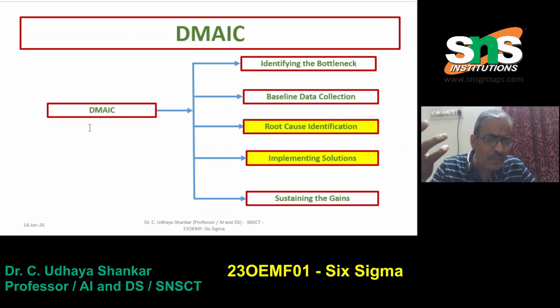So root cause identification is nothing but the analyze phase of the DMAIC architecture. During the analyze phase, the team uses statistical tools in order to determine why it has occurred. That's a very important question. Because if we are able to identify why it has occurred, it's a very important thing, and we can proceed.